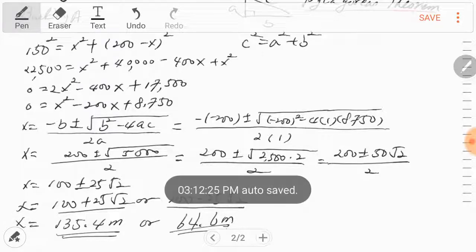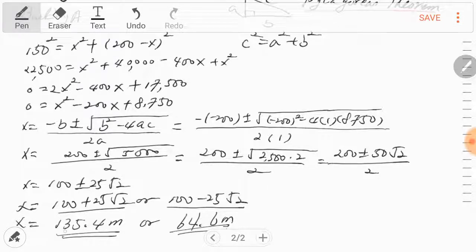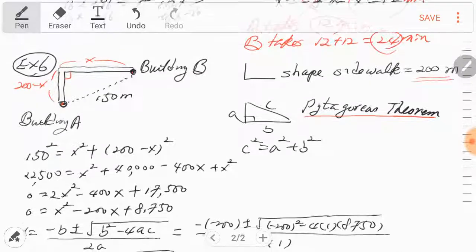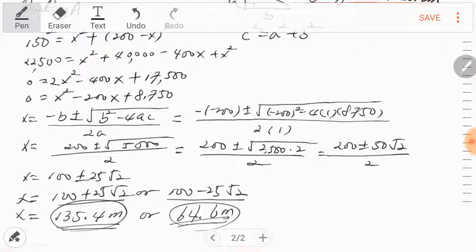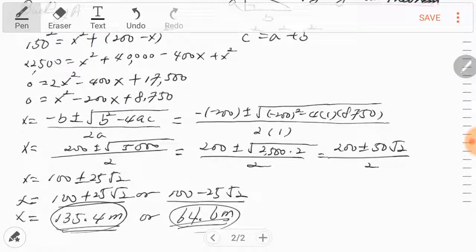So if x is this, then the other side is what? It's this one, because that's 200 minus this. Okay, so the length is what? 130. So you know, one side of the sidewalk is 135.4 meters, and the other side is 64.6 meters.